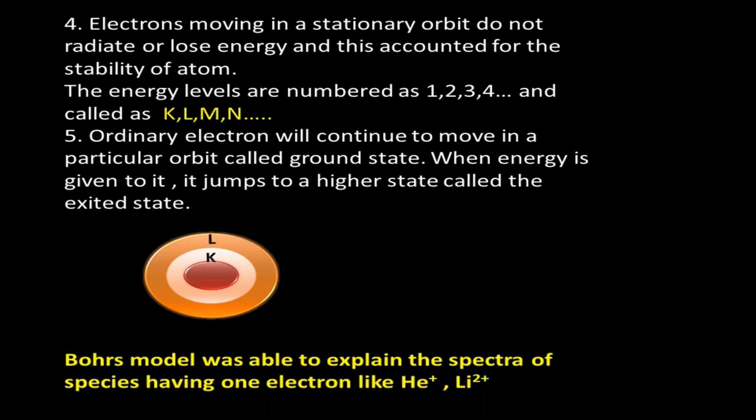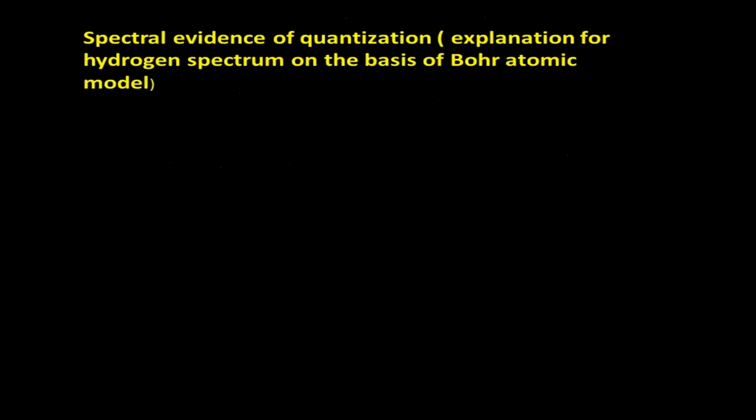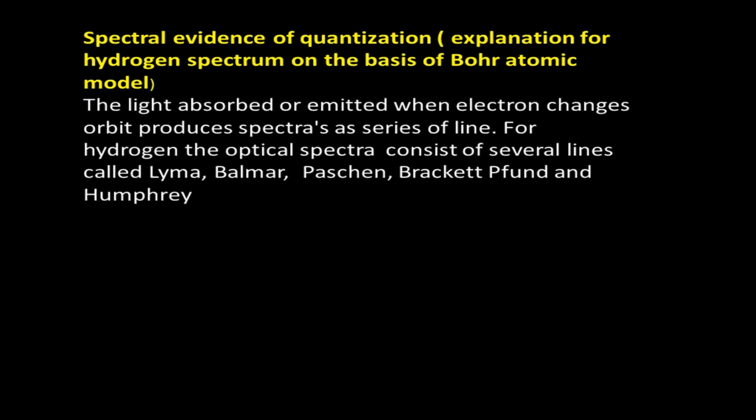Bohr's model was able to explain the spectra of species having one electron, like He⁺, Li²⁺. Spectral evidence of quantization: that is the explanation for the hydrogen spectrum on the basis of Bohr's atomic model. The light absorbed or emitted when an electron changes orbit produces spectra as a series of lines. For hydrogen, the optical spectra consist of several lines called Lyman, Balmer, Paschen, Brackett, Pfund, and Humphreys.